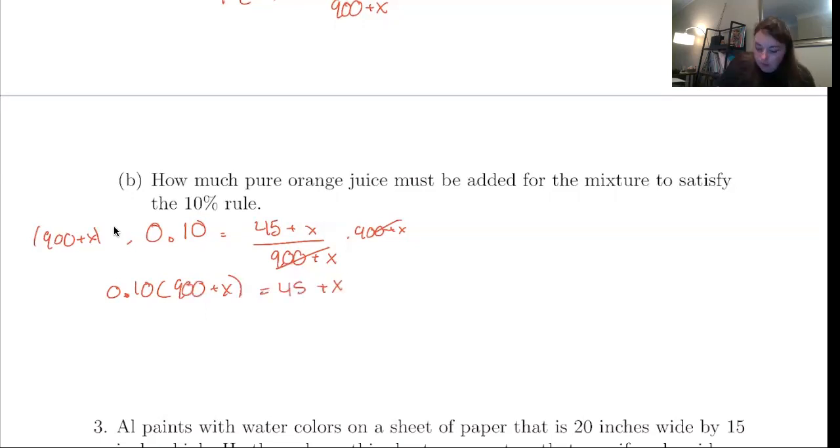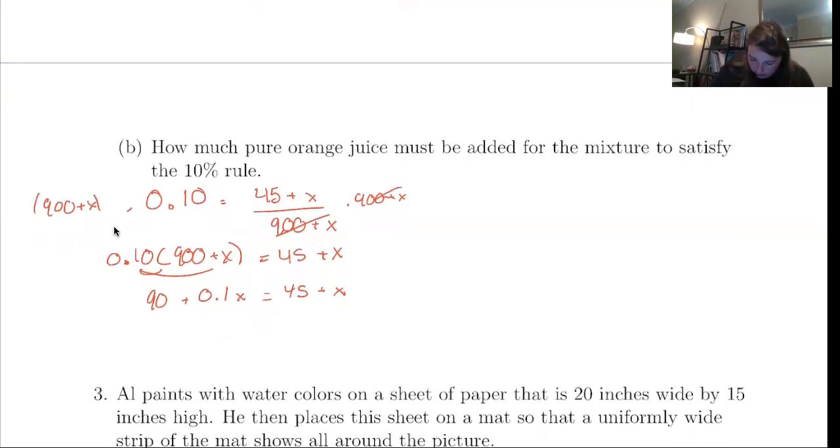I'm going to distribute this now. So 10% of 900 is just 90, I move the decimal over, plus, don't forget to distribute it to your x, 0.1x. So great. Now I have everything on one line, one playing field. I got everything out of the denominator that I needed to. So now I'm going to put all my x's onto one side and all my other numbers on the other.